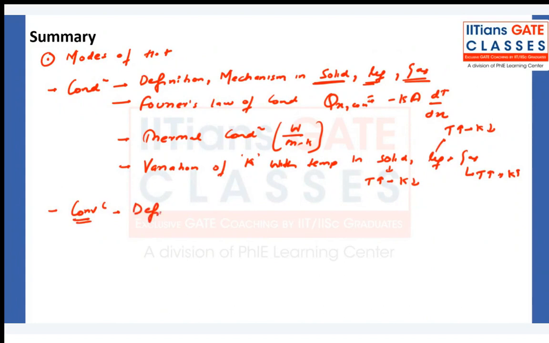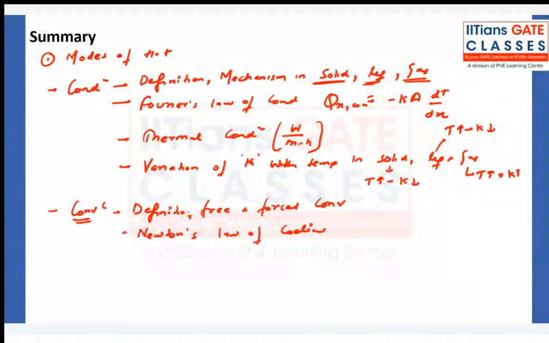We have talked about free and forced convection, and we have talked about the governing law, which is Newton's law of cooling. What is it? Q convection is equal to heat transfer coefficient h times A times (Ts minus T infinity).